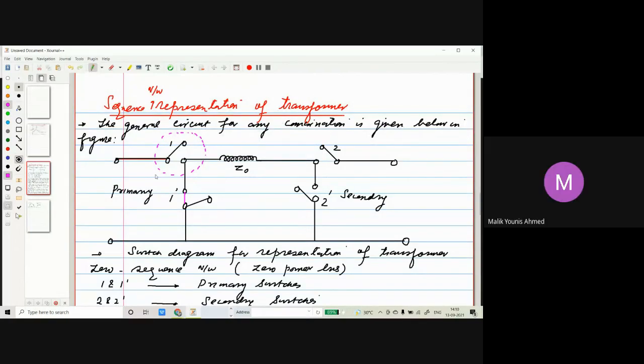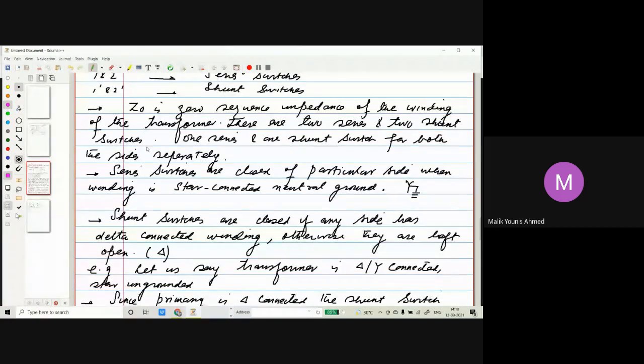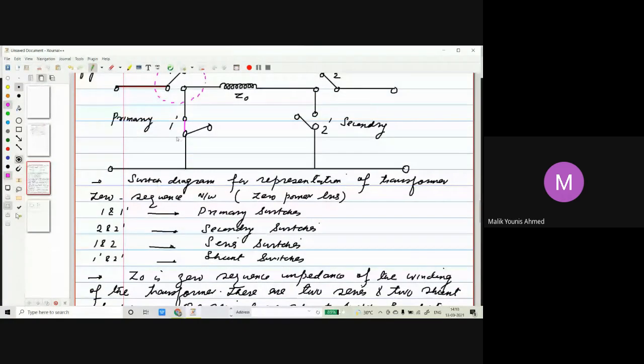So this will be open. This will be closed because shunt will be only. So on this side, both the switches will be open because the winding is star connected. That's not grounded, that is ungrounded. So I will just take it because I have to use it.